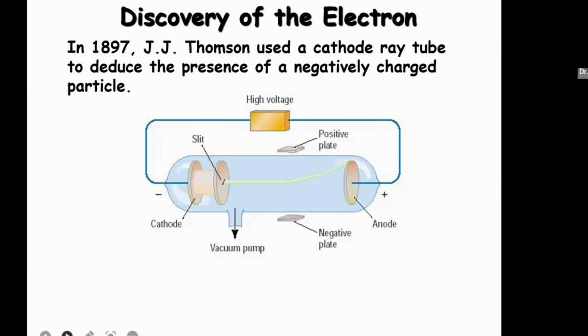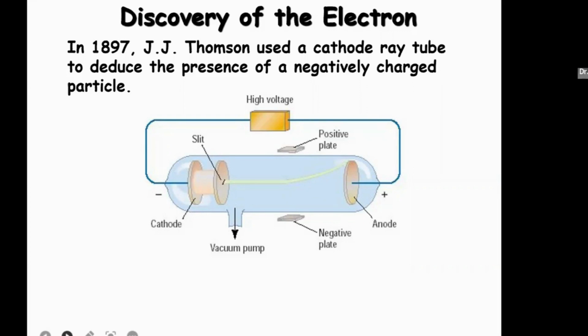So in 1897, Mr. J.J. Thomson used a cathode ray tube to deduce the presence of negatively charged particles, means to detect the presence of a negatively charged particle, means electron. What he did, listen to me very carefully. He took a glass discharge tube. You can see it clearly.